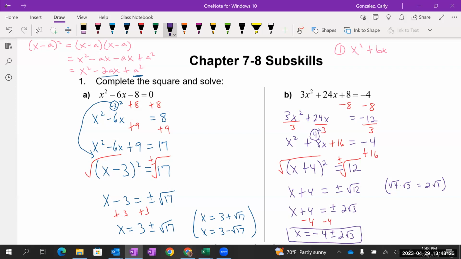Okay, so that is a couple examples of completing the square to solve quadratic equations. It does get more involved if your B term ends up being either an odd number or a fraction, but in that case, you're also welcome to use the quadratic formula.